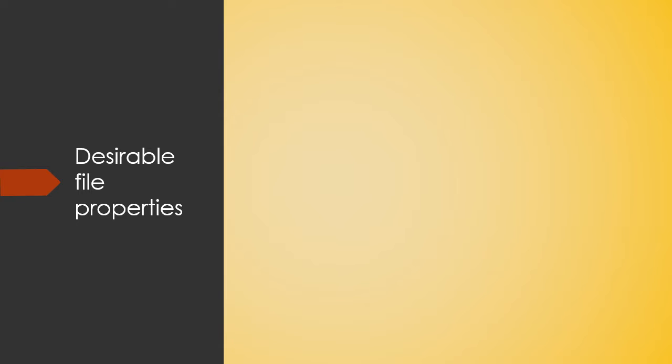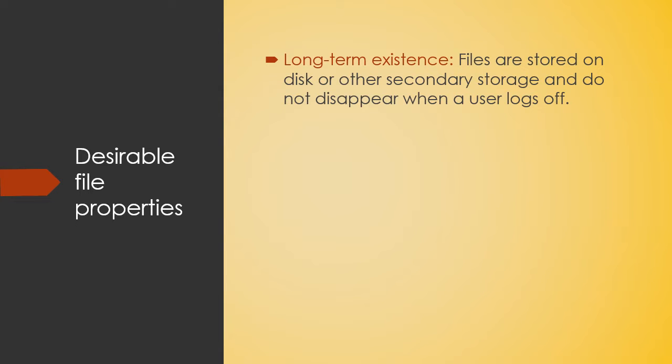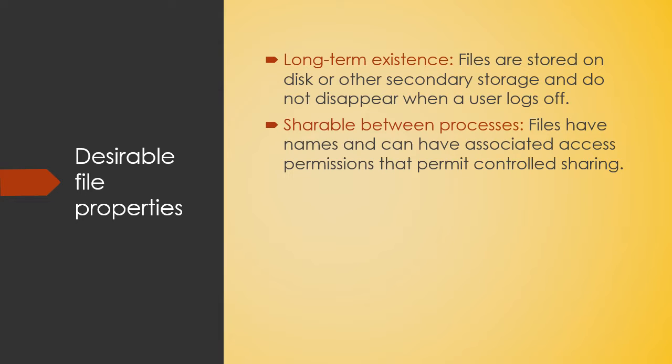Desirable file properties. Long-term existence. Files are stored on disk or other secondary storage and do not disappear when a user logs off. Shareable between processes. Files have names and can have associated access permissions that permit controlled sharing.